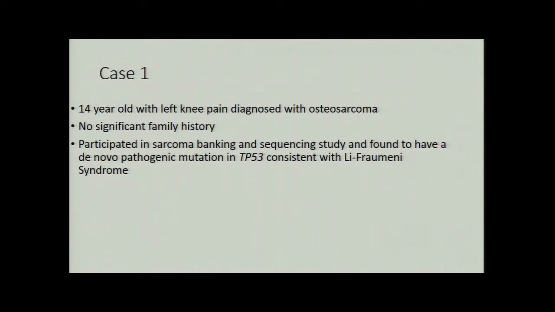Our first case is a 14-year-old who presented with left knee pain. She ended up being diagnosed with osteosarcoma. She had no significant family history, but she participated in Dr. Fetterman's sarcoma banking and sequencing study here, and was found to have a de novo pathogenic mutation in TP53 consistent with Li-Fraumeni syndrome. This is an example of a patient who had no particular indication, based on family history anyway, for an underlying genetic cancer predisposition, other than the fact that she's a child with a sarcoma that ended up being explained by a de novo, or new, mutation in TP53.